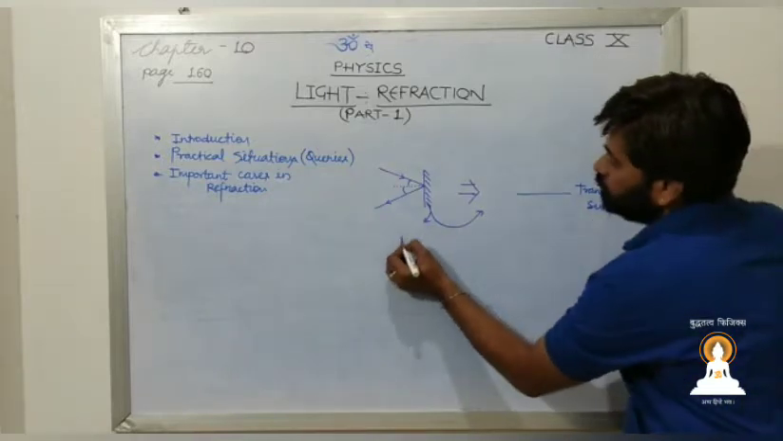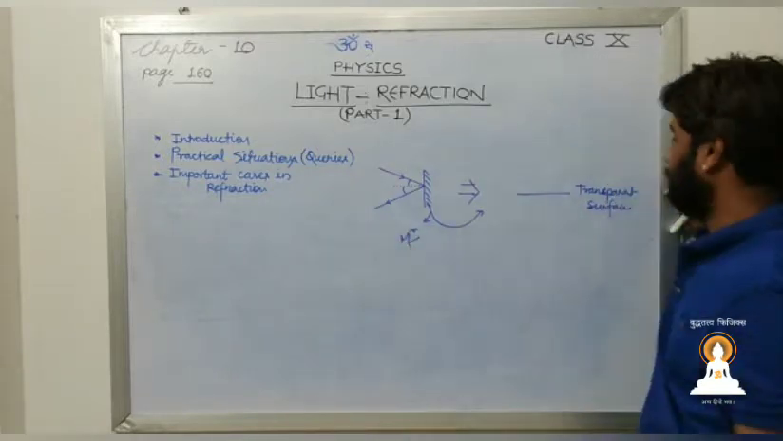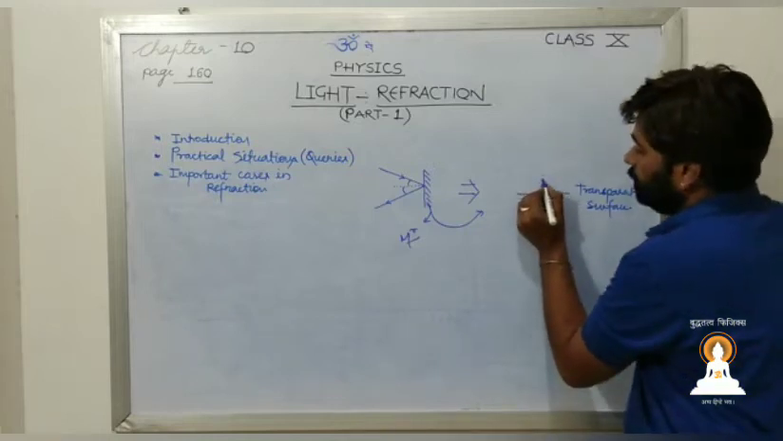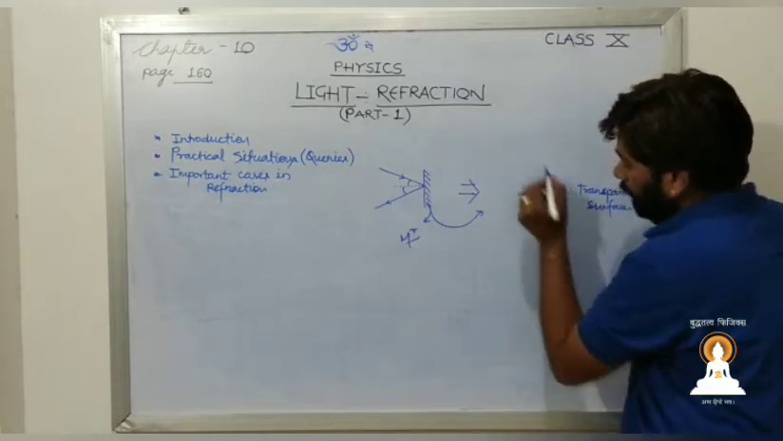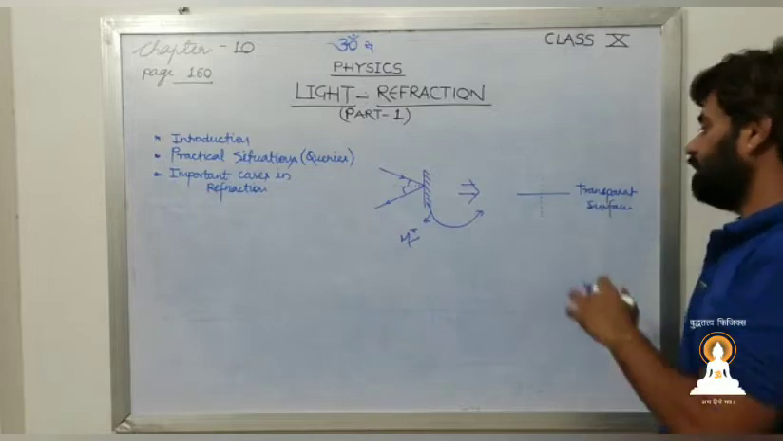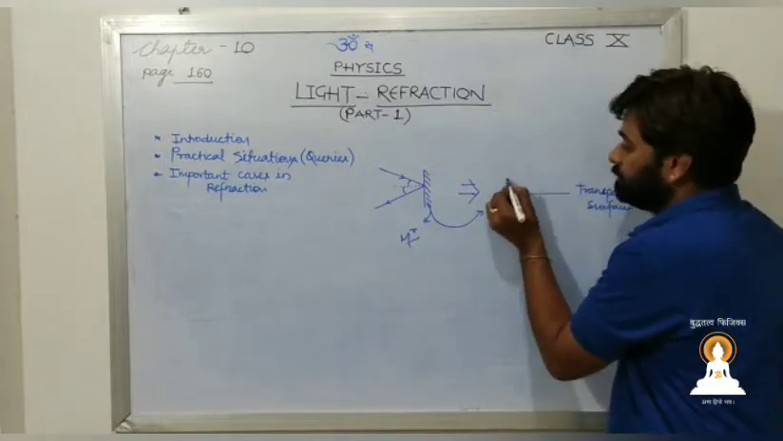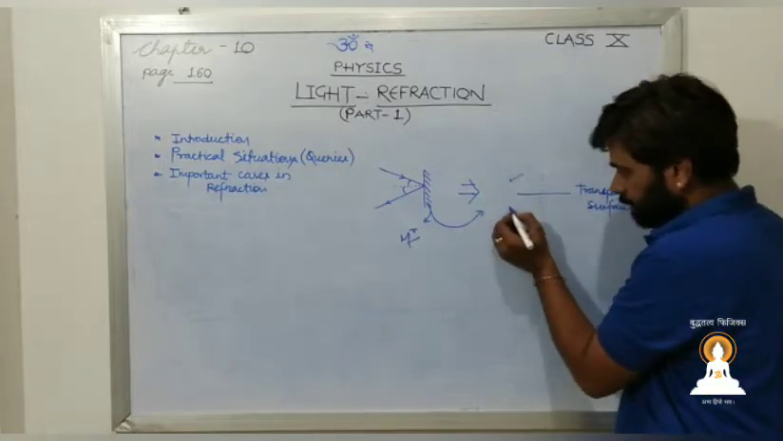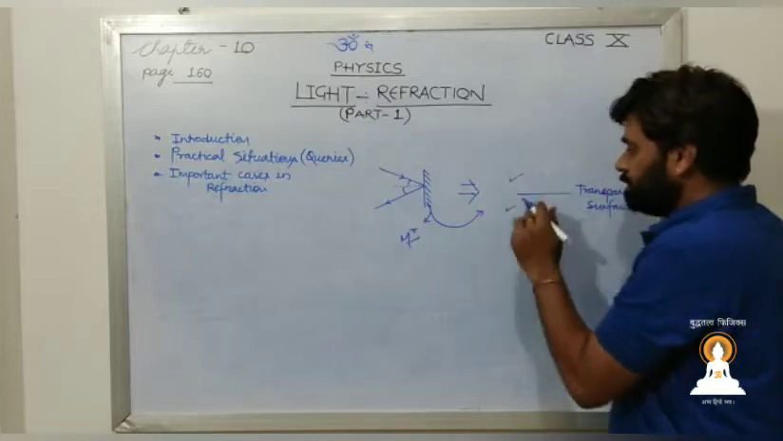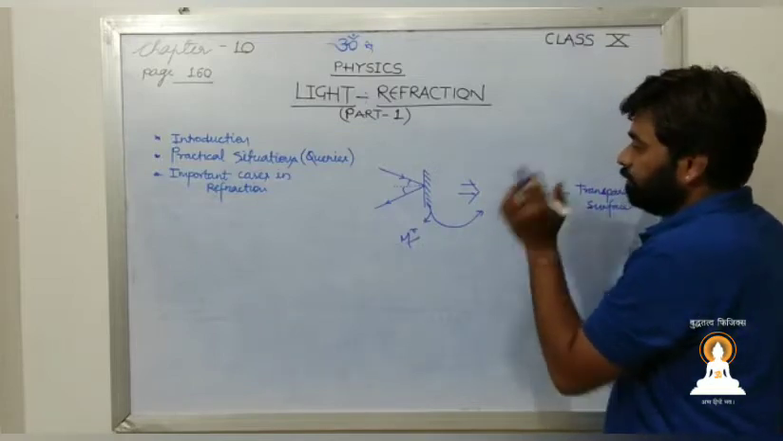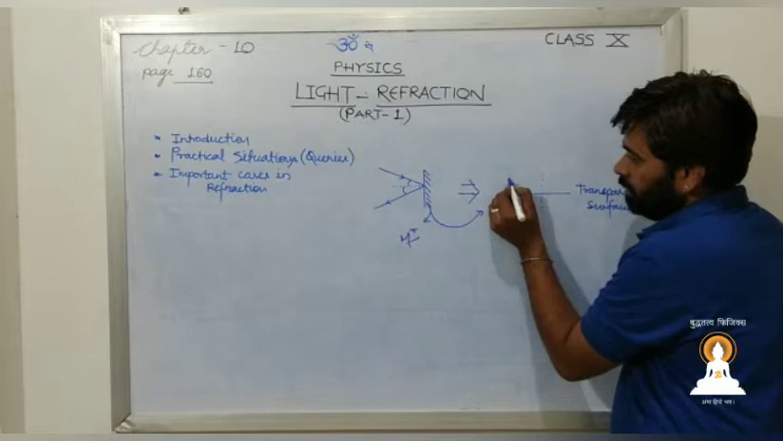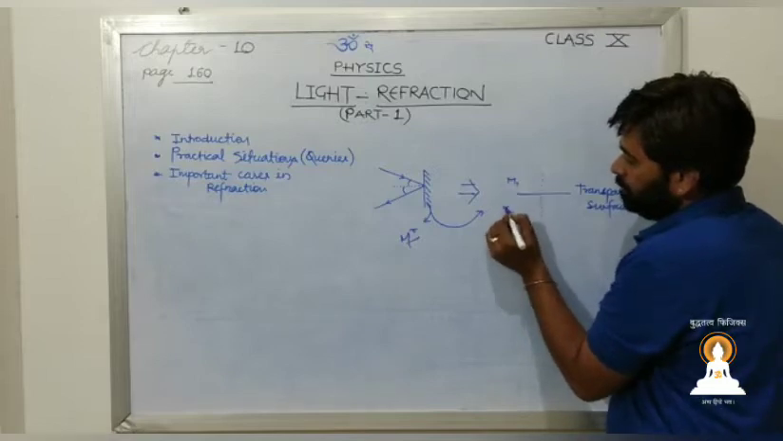Here it was a mirror, and then again we have the same thing. If it is a transparent surface, then the upper portion will have something and the lower portion will have something else. This time we are going to have two mediums. This will be medium 1 and this will be medium 2.